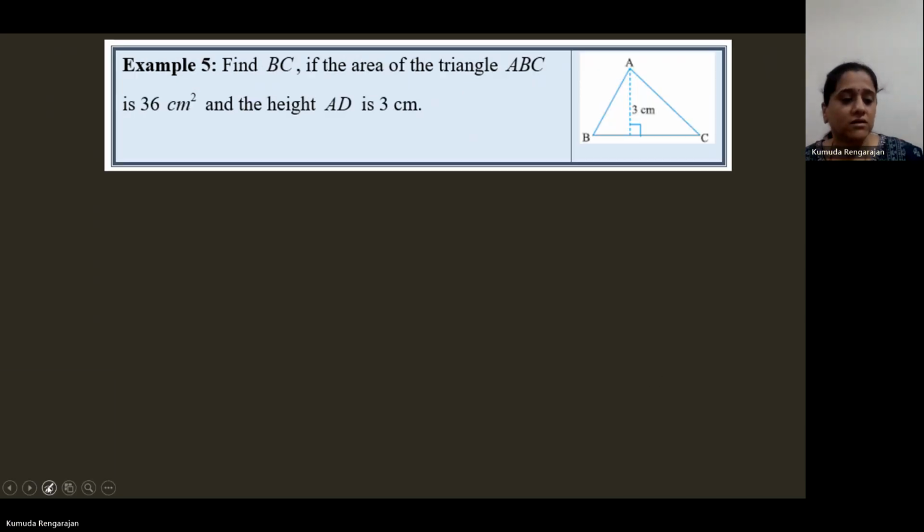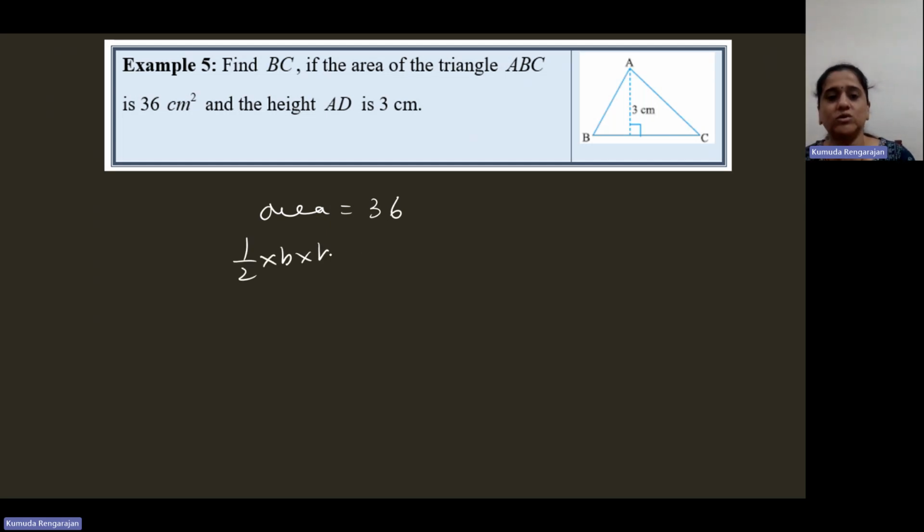Yeah. So here also, when you have to find area, you should write area is equal to half into base into height. When they give area, then you should start like this. Area is equal to 36. Half into base into height is equal to 36. Why am I writing half into base into height? Because it's a triangle, not a parallelogram. They've given, can you see, that the area of the triangle is 36 centimeters square. So area is equal to 36. Below the area formula, half into base into height is equal to 36.